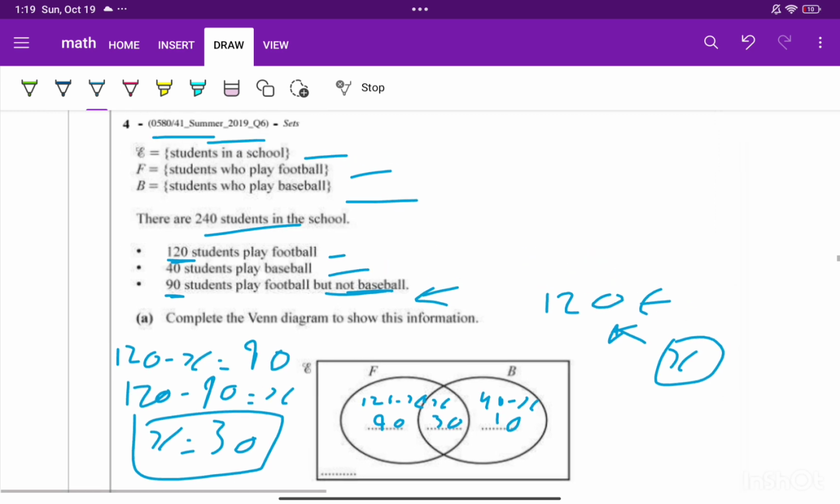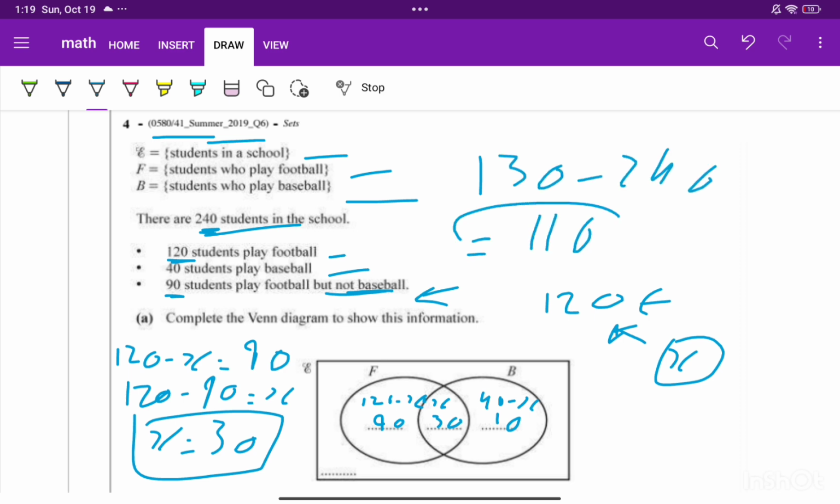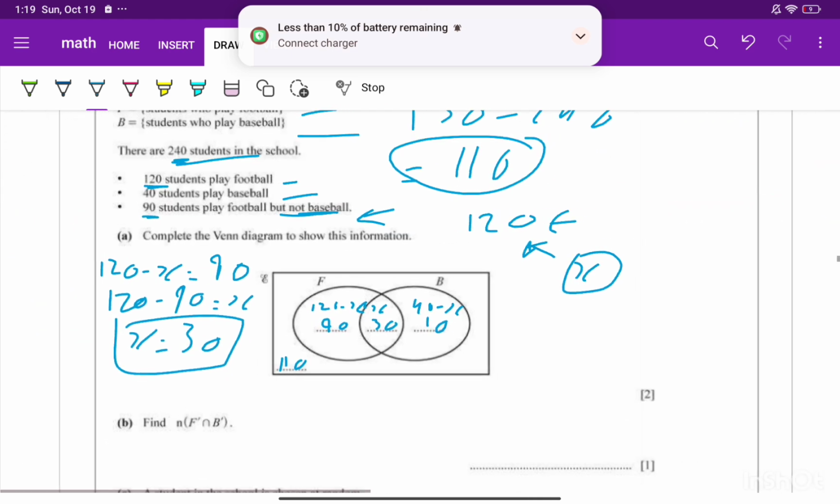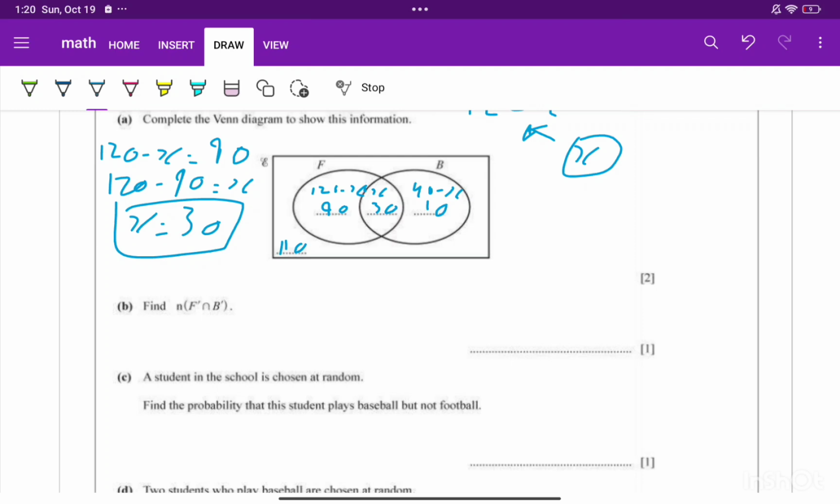But the total students in the school are 240. So if we do 240 minus 130, the answer will be 110. So these are the students who do not play football or baseball. So we will write 110. Okay, part B. Find the number of F complement intersection B complement. F complement means the students who do not play football. So it will be this area, and intersection B complement, which is 110. So we will write 110.